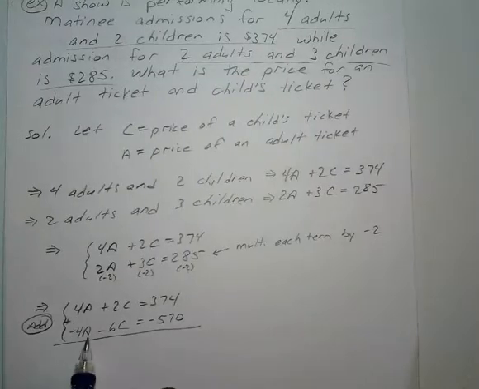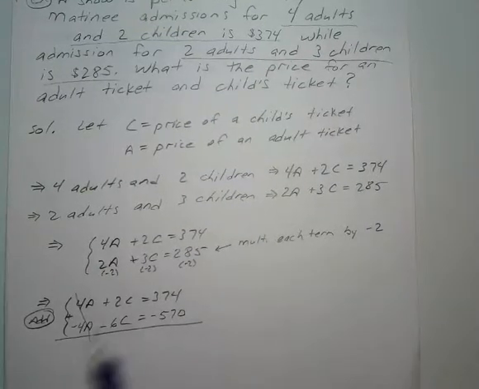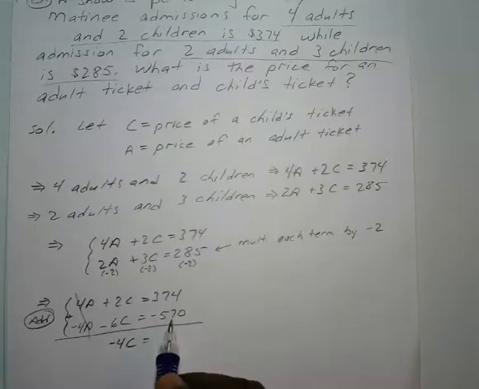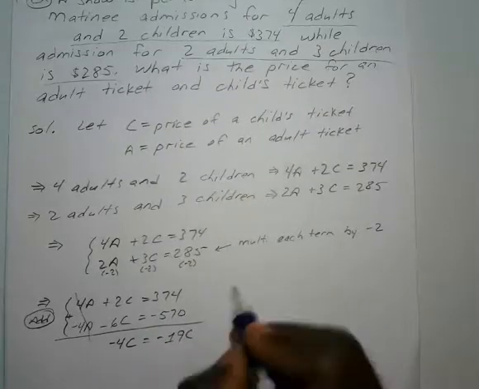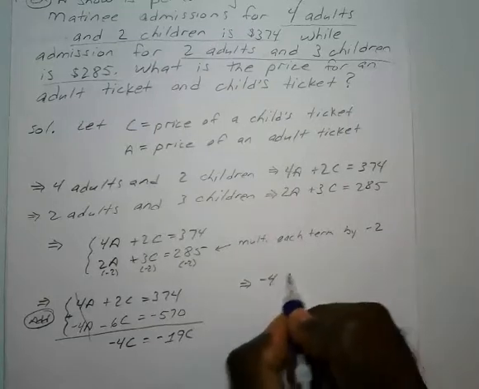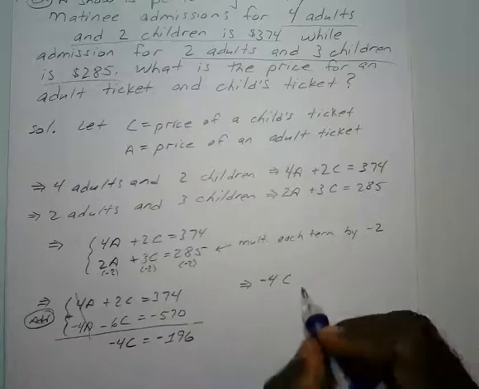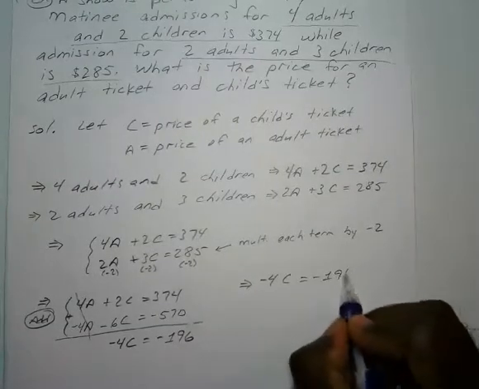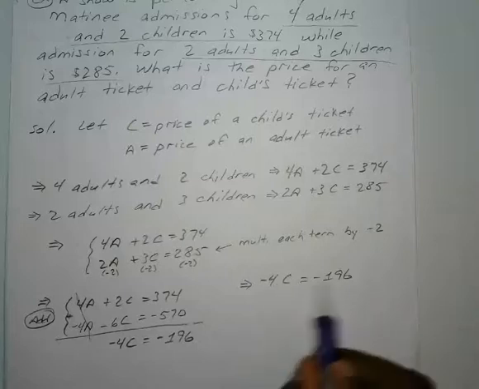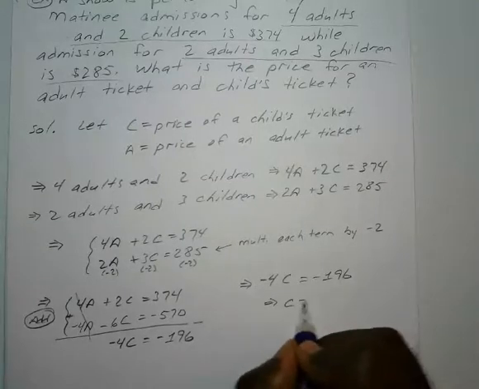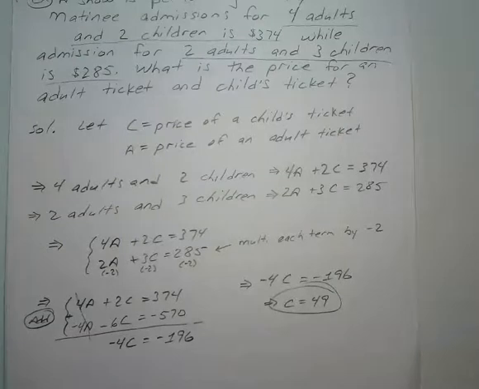Okay, so you have 4a minus 4a is 0, so that cancels out just like we planned it. So you have 2c minus 6c is -4c equals 374 plus -570 is -196. So -4c equals -196. So if we divide both sides by -4, we end up with c equals 49.